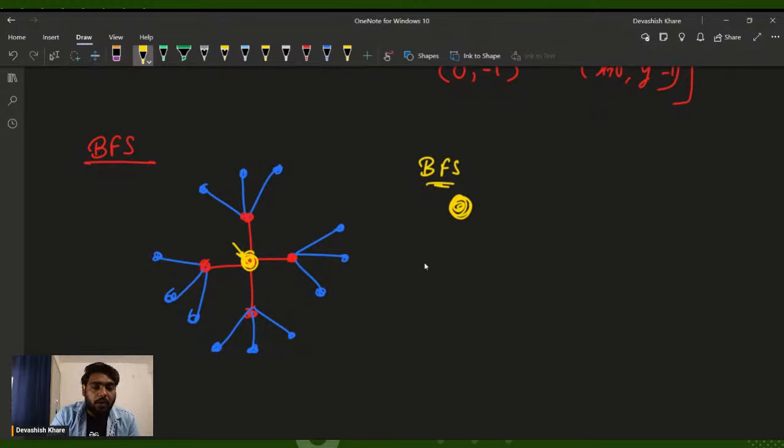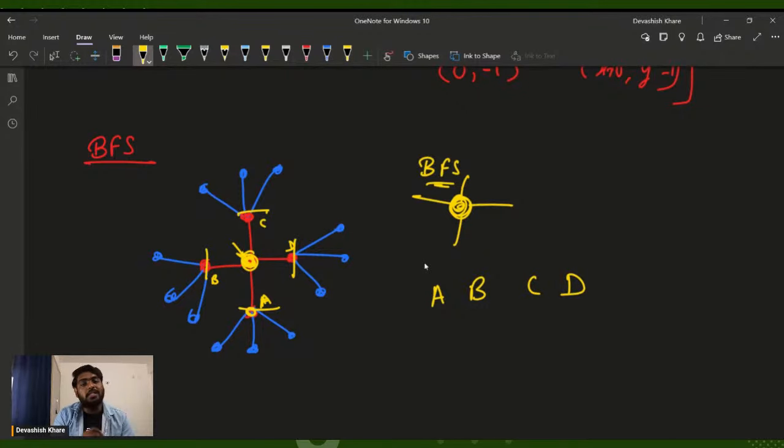Wherever you are standing, you will explore all the neighbors of it. So if the names are A, B, C, and D, you have to explore each and every neighbor of this yellow node. For this yellow node, we have all these red neighbors. Correct. So I'll be doing A, B, C, and D. I will explore this, then this, then this, then this.